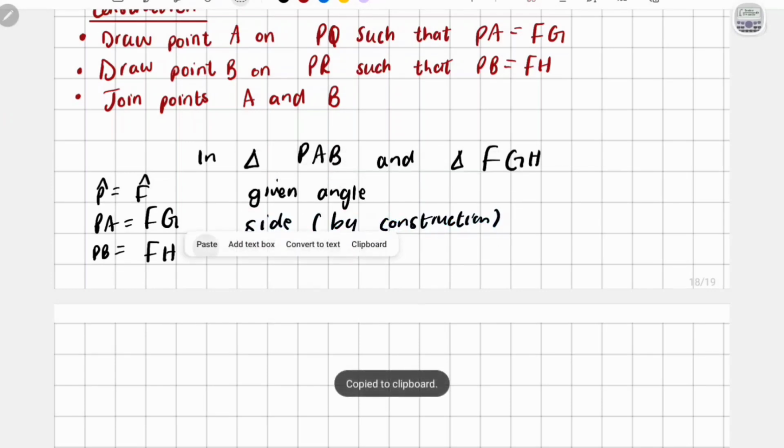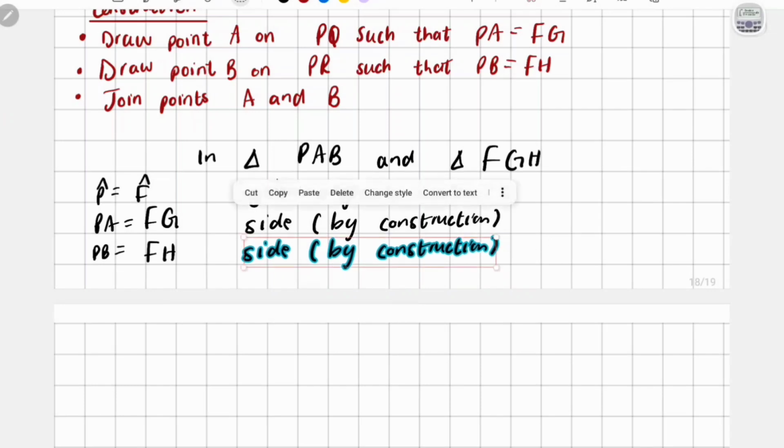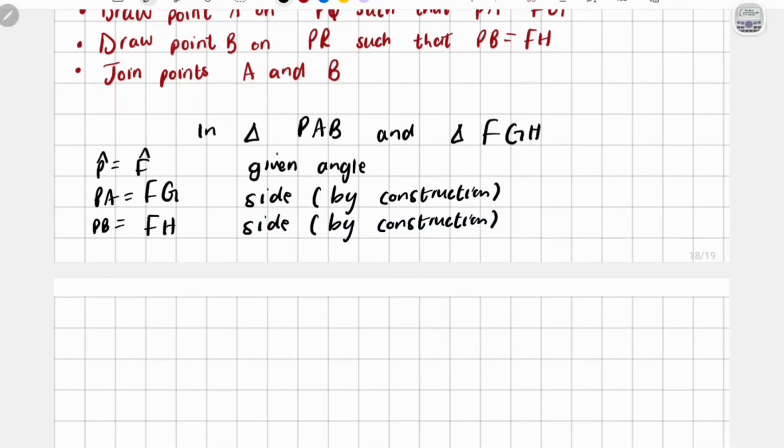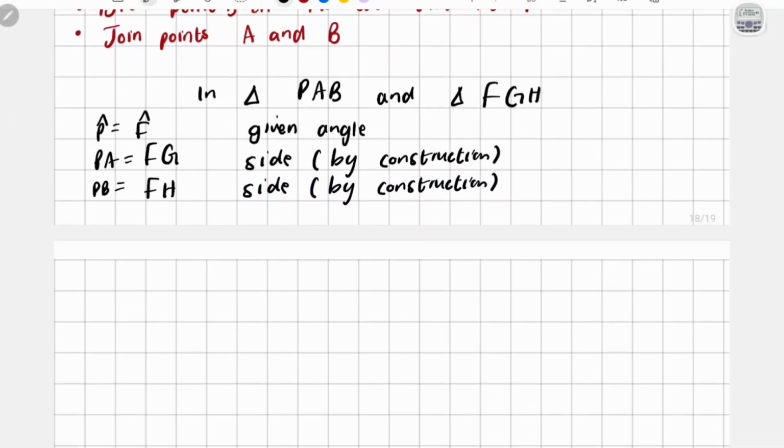So the only reason I'm writing "side" is so I don't forget what was equal. Was it an angle? Was it a side? Now that we have this, we can finally conclude that triangle PAB is congruent to triangle FGH. They're congruent because, as you can see, you have an angle, a side, and a side being equal. So I can say angle, side, side.